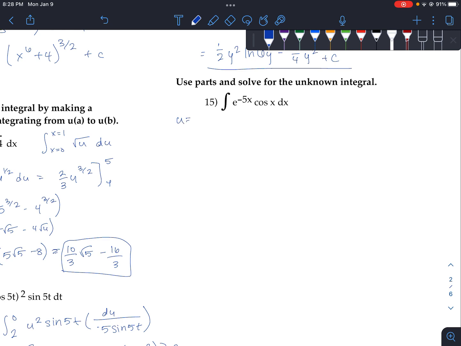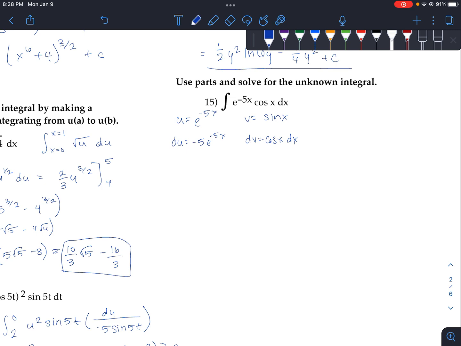In these problems, it's best to use u as the exponential. So u is equal to e to the negative 5x. That means du would be equal to negative 5 e to the negative 5x dx. dv would be cosine of x dx, and v would be equal to sine of x.